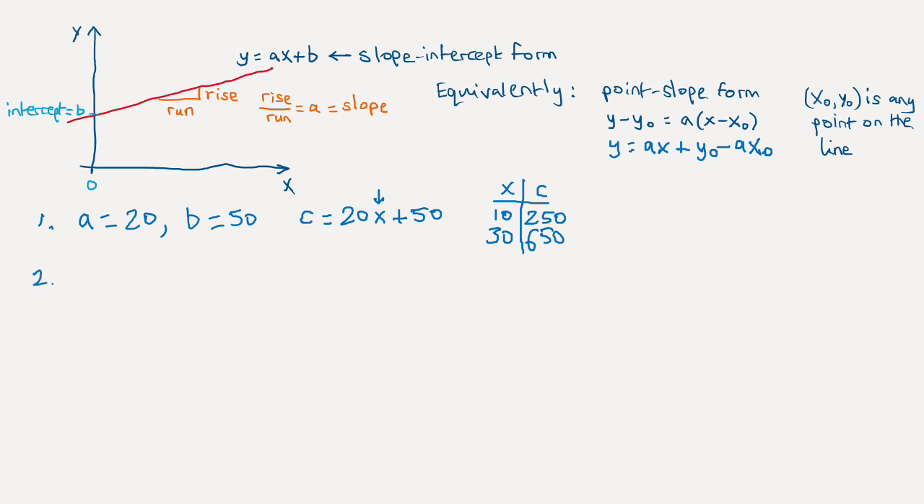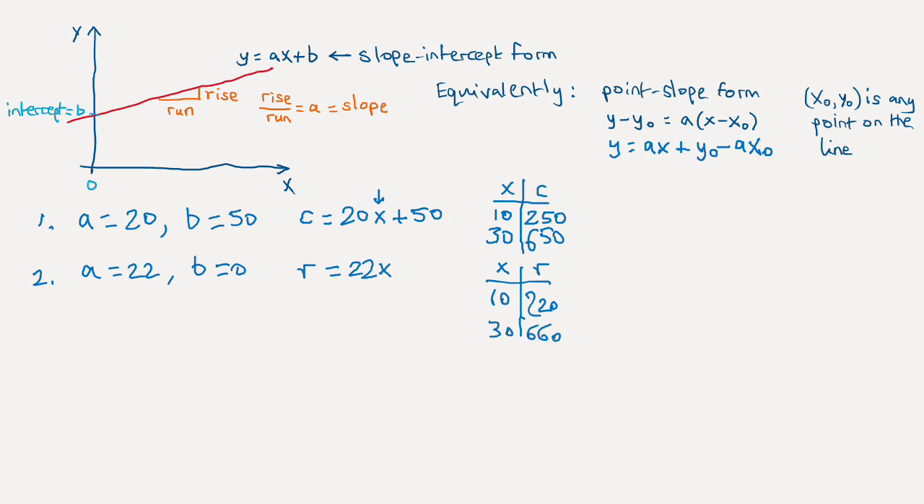Let's do another example. Let's suppose now a is 22 and b is 0. So now this is going to represent a revenue function. So we're selling our items for $22 each, and so the revenue that we get is just going to be 22 times the number of units that we sell. So this one's pretty straightforward. If I sell 10, I would make $220. If I sold 30, I would make $660.